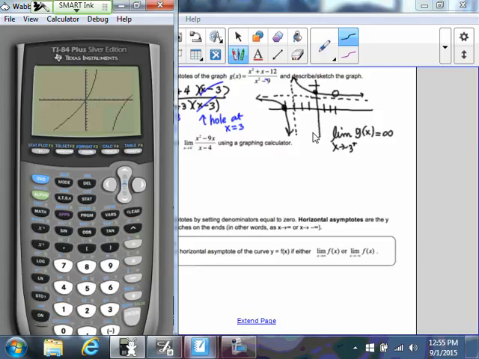So when I graph it, it looks kind of like that. Kind of hard to see what's going on here. You can zoom out if you want to. So you can hit zoom and then zoom out and hit enter. Now you can see it a little bit more exaggerated. Okay, so there's a vertical asymptote and there's also what we call a slant asymptote.